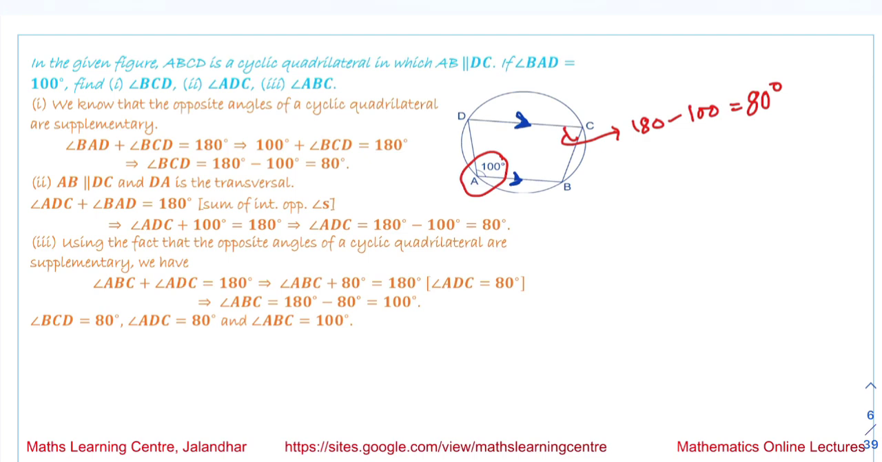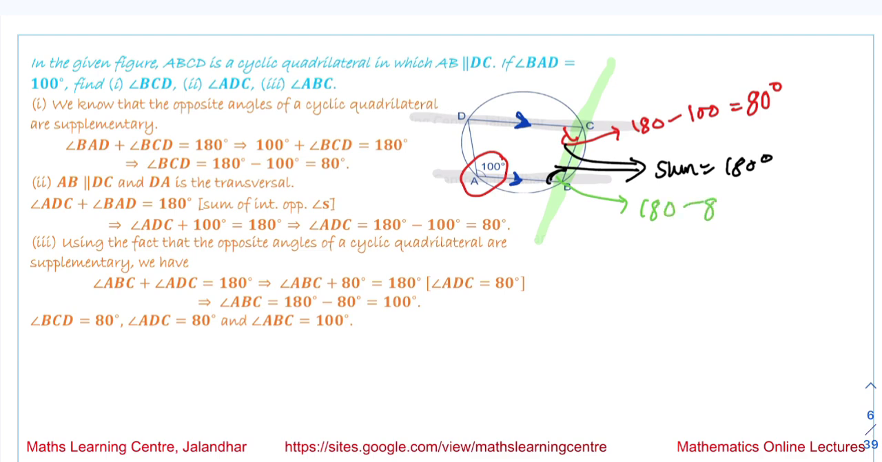Now we are talking about two parallel lines. One is this line AB and second is this line CD. We are talking about the transversal BC over here. So if this is the transversal, then the sum of these two angles should be 180 degrees. It means the value of this angle will be 180 minus 80, which is equal to 100 degrees.